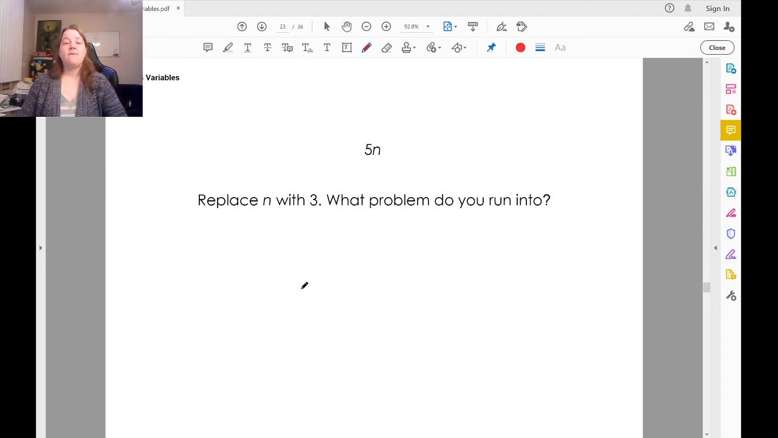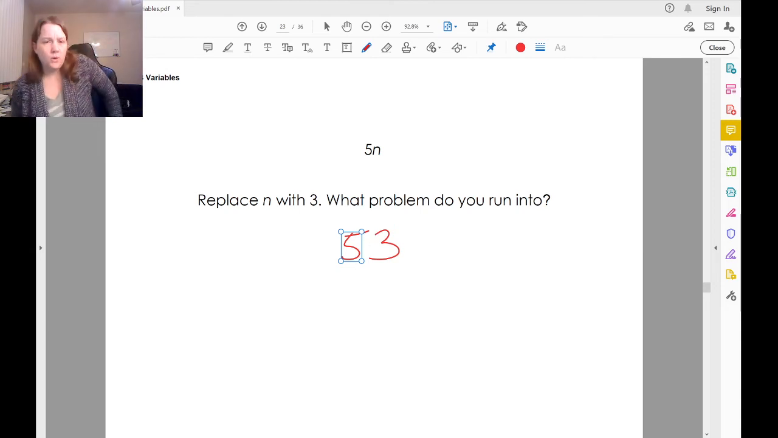Now we have 5n with no sign. We need to replace n with 3. But if I do that, then the number is going to be 53. That's not right. So I need to put that sign in the middle of those. What sign is it? Well, we have no sign up top, and no sign means multiplication, which means we are going to put a dot in between 5 and 3 to show 5 times 3, or 15.